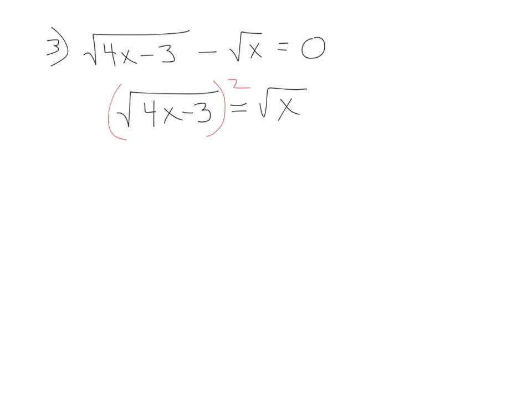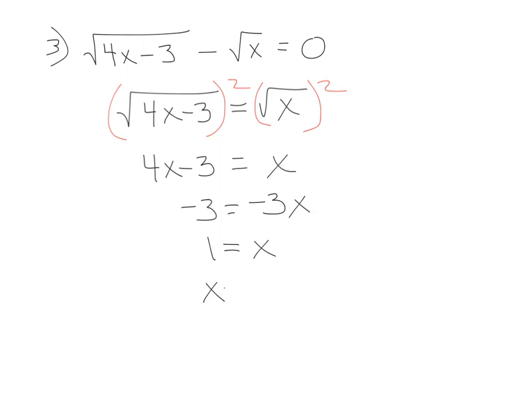To get rid of a square root, the opposite of a square root is squaring. When you square both sides, you're getting rid of the square root. And you're left with just the radicand. And now this is linear. So get all the x's on one side. Let's subtract 4x from 1x. 1x minus the 4x would be negative 3x. And then divide both sides by negative 3, and you'll get x equals 1.